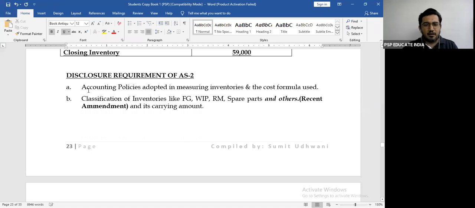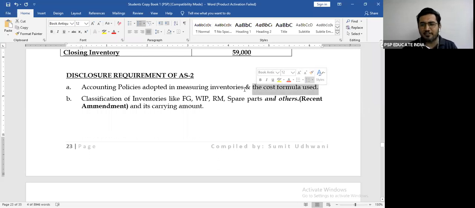First, accounting policies adopted in measuring inventories and the cost formula that you use. Did you use FIFO method? Did you use weighted average or did you use specific identification method? That you have to disclose. Along with that, you will also disclose the accounting policies that you have adopted in measuring your inventory. So accounting policies that you adopt in measuring the inventories will also form part of your disclosure requirements.